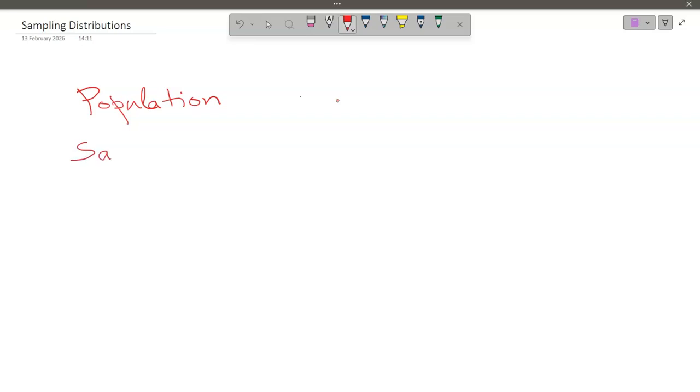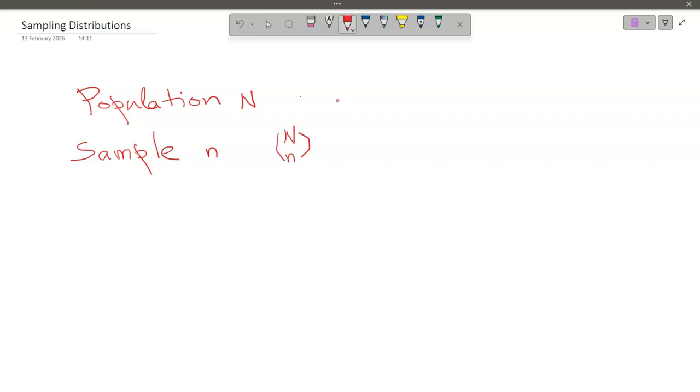We take a sample. That's an important concept in statistics. We take a sample of size, say, small n, and work with it. It has to be a random sample, or there could be some other schemes of taking the samples, but mostly it is a random sample. So if there are capital N units in the population and there are small n units in the sample, there are capital N choose small n samples possible.